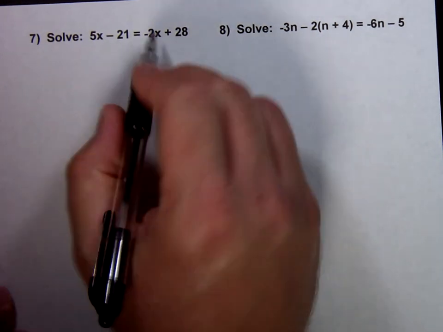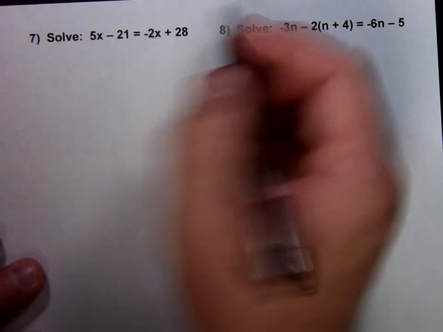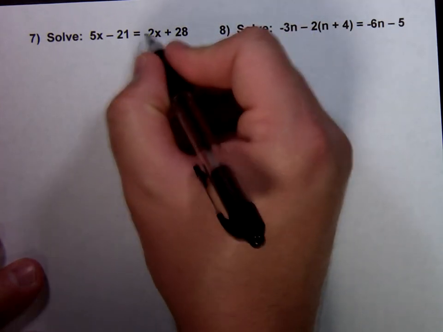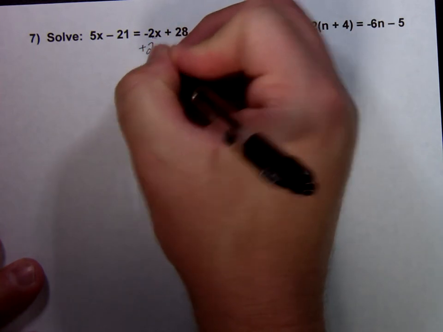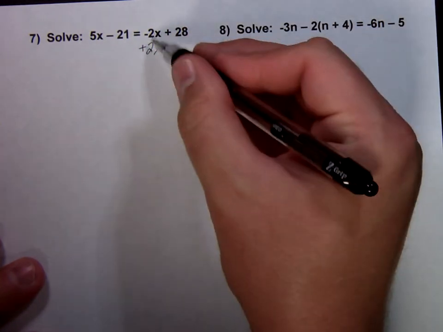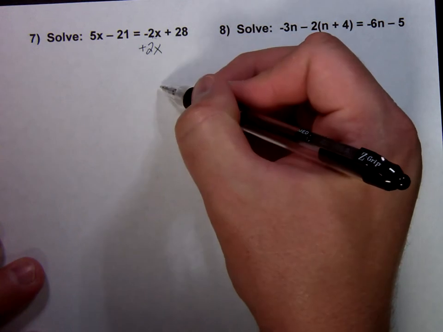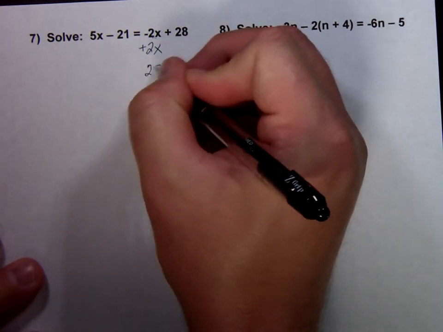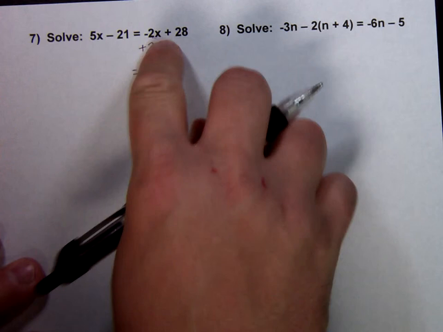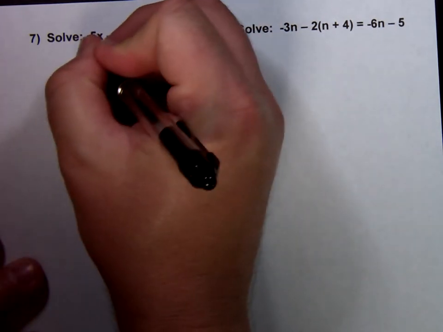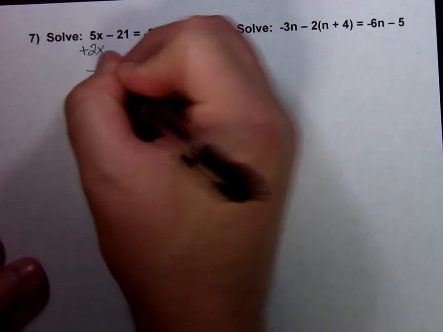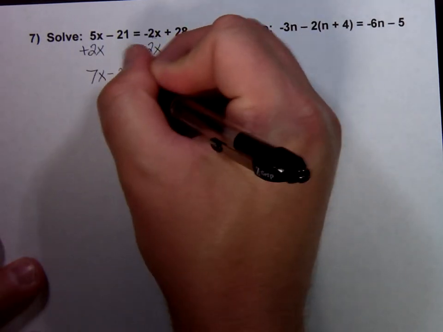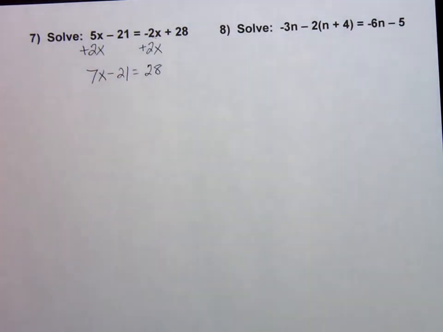So I want to get rid of the negative 2x. To do that, we do the opposite operation. Instead of subtracting 2x, we're going to add 2x. Negative 2 plus 2 is 0. It's gone. So all that's left on this side of the equation now is the 28. If I do it on one side, I got to make sure I do it on the other side. So 5x plus 2x is 7x. Bring down the minus 21. And here's our equation again, but now our variable is only on one side of the equation.